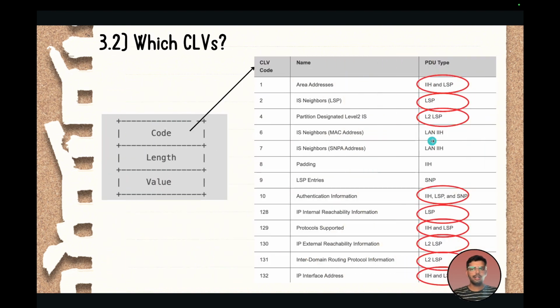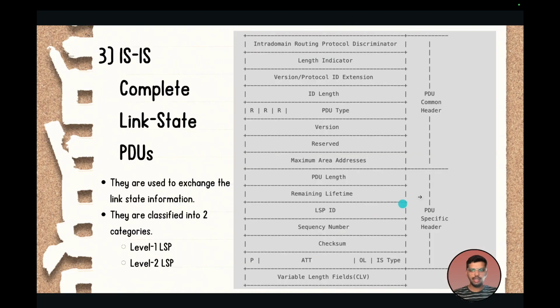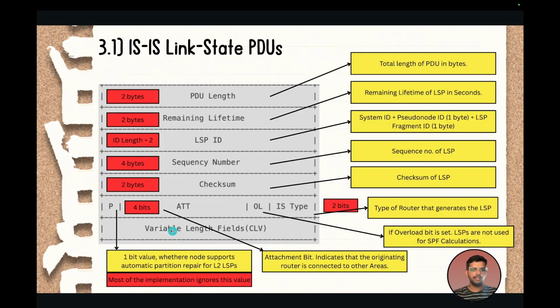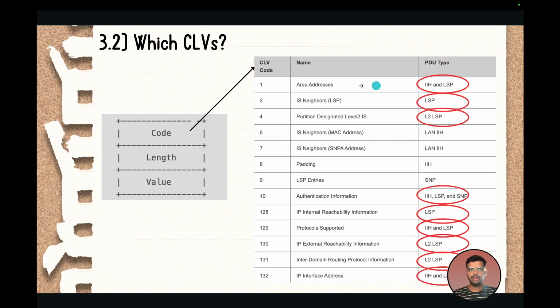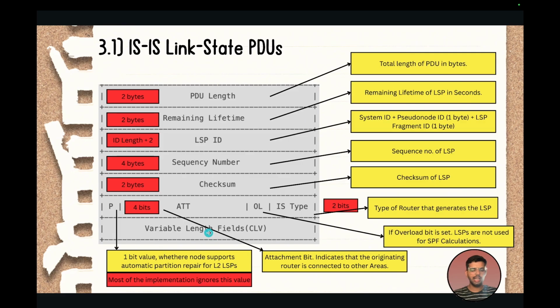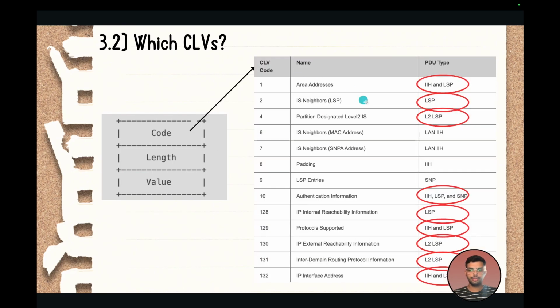So again, let's get to know about what are the CLVs that can be exchanged as part of the variable length fields for the link state PDU packet format. Wherever you see LSP in this PDU type field, all those CLVs can be exchanged as part of the variable length field for the link state PDU packet. You can see and mark all those field values, and that's the importance of this table. Again and again I'm saying this, you can take a snapshot of this table because it is very important if you want to understand the packet formats.